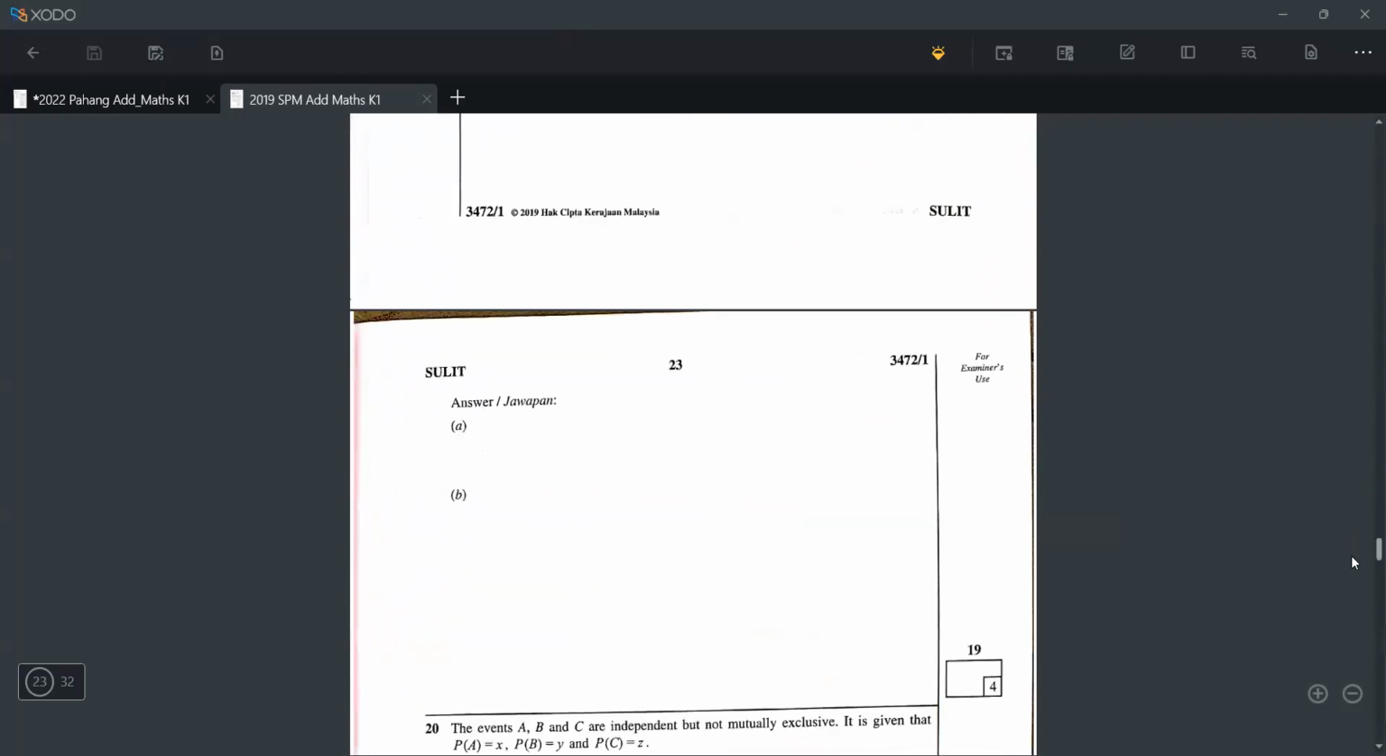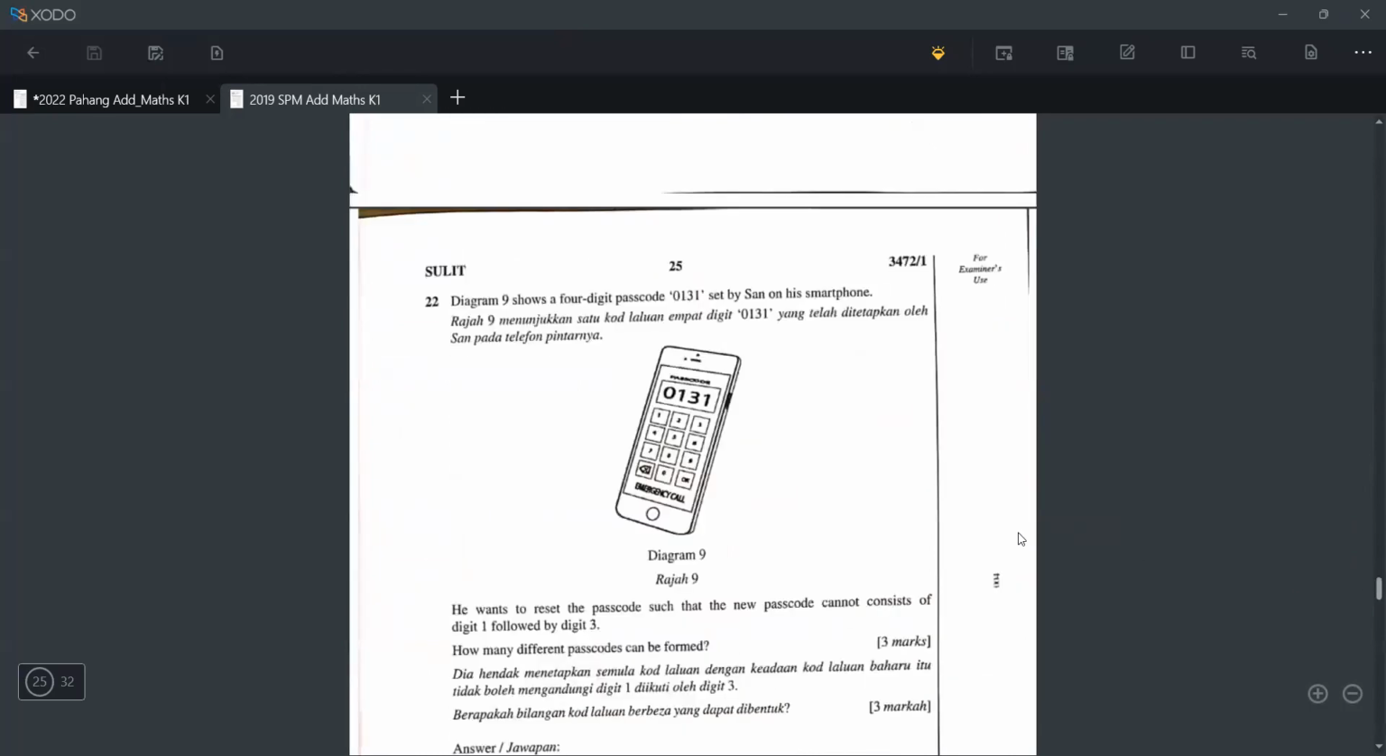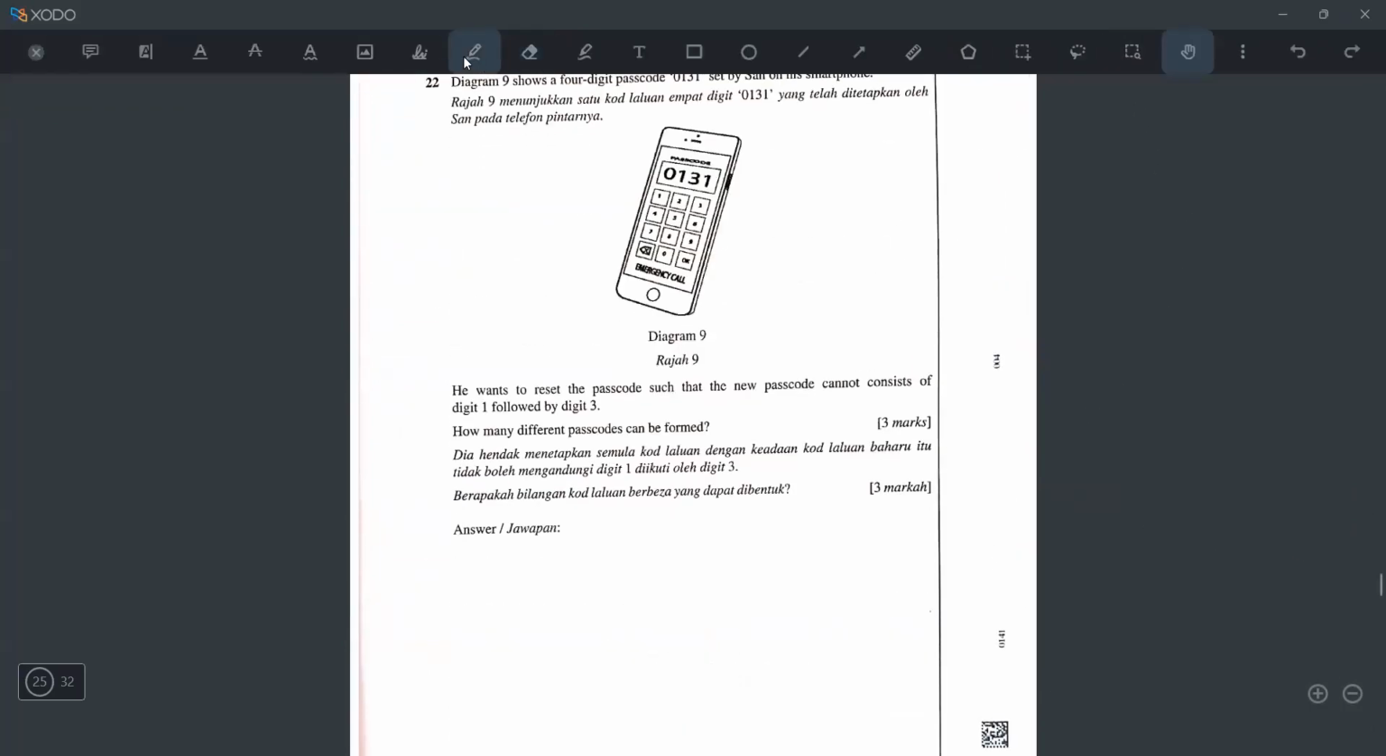16, 17, 18, 19, 20. Yeah, here. Okay, so this is the question I'm talking about. This is the actual SPM question, SPM 2019. Okay, let's see.